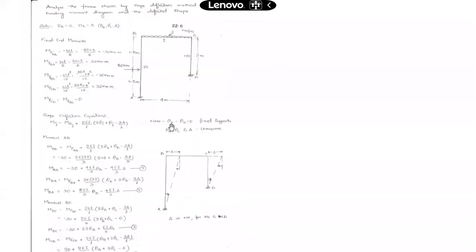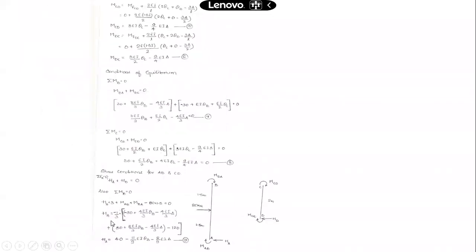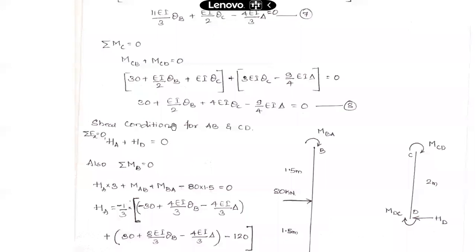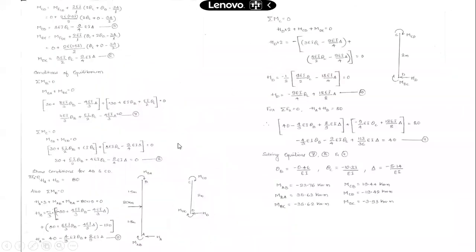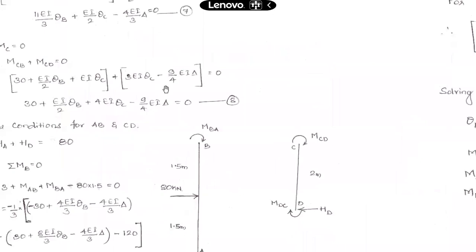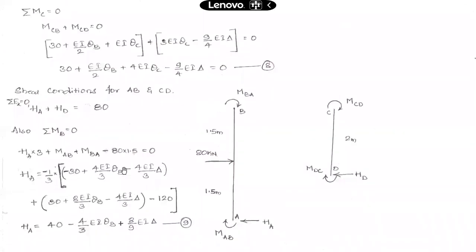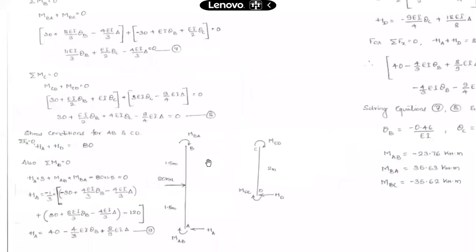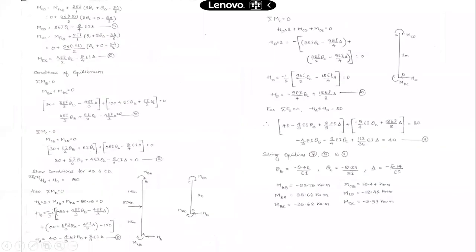That's one. And we took one more condition over here, summation FX equal to 0. When we dealt with the two columns separately, summation FX equal to 0 or summation MB, which we used here to obtain the equations for HA and HD, it is for the individual column. When you are obtaining the equation for HA or HD, you are considering only the single column. Whereas this shear condition equation is for the entire frame. Here we have considered the entire frame. So keep that in mind, and just be careful when you are working with that part.